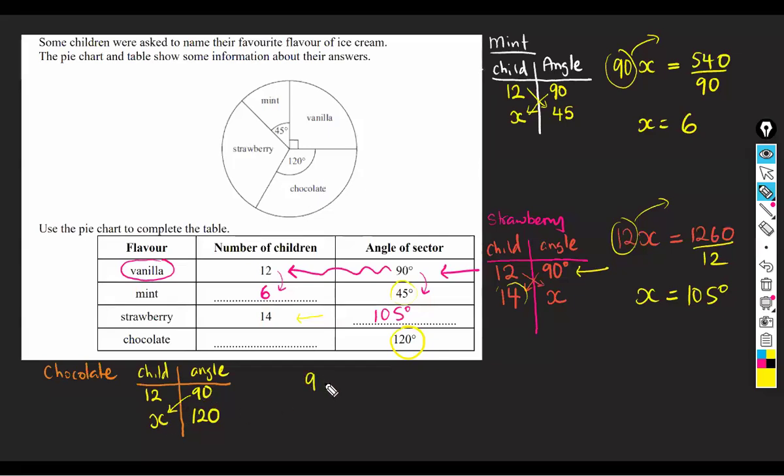90 by x is 90x. 12 by 120 is 1440. This here is a multiply, throw it across, you get what? A divide. So let me see how much we got there. I got 16. The answer is 16 children. Right? So cross multiplication saves the day.